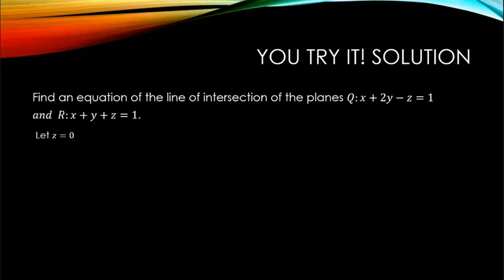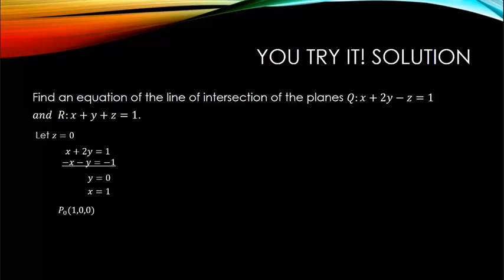I'm going to start by letting z equal 0. This is going to give me an equation for my plane Q of x plus 2y is equal to 1, and for my plane R, I will get x plus y is equal to 1. This is a system of equations, and I'm going to add x plus 2y equal 1 to negative x minus y is equal to negative 1. This gives me y is equal to 0, and x is equal to 1. My point on the line of intersection has the coordinates 1, 0, 0.